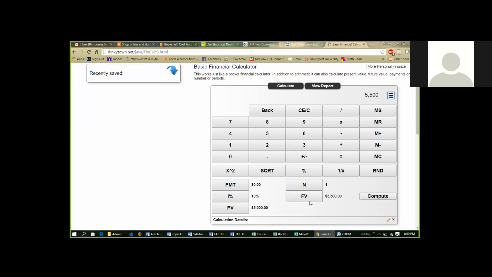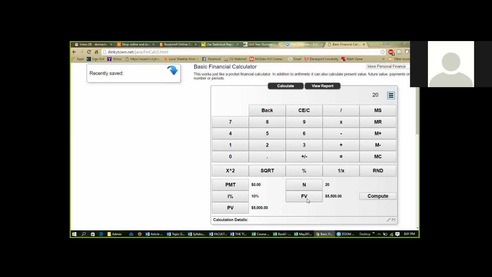But the problem goes on and says, now calculate the future value of the $5,000 earning 10% if it's there for 20 years. Well, I still want 10%. I still want 5,000. The only thing I'm going to change is the number of years. So I'm going to change it to 20. I'm just going to type a 20 and hit N, and it'll take the place of the 1.